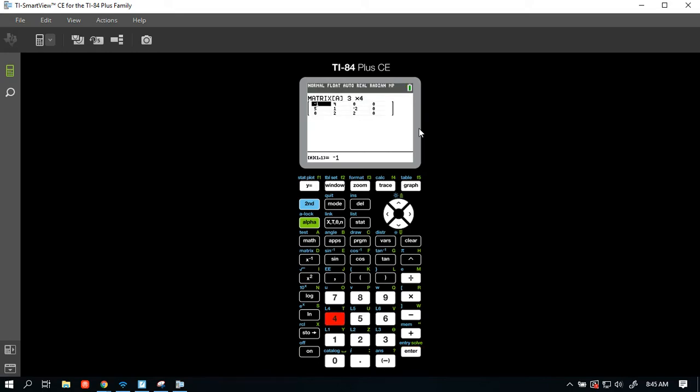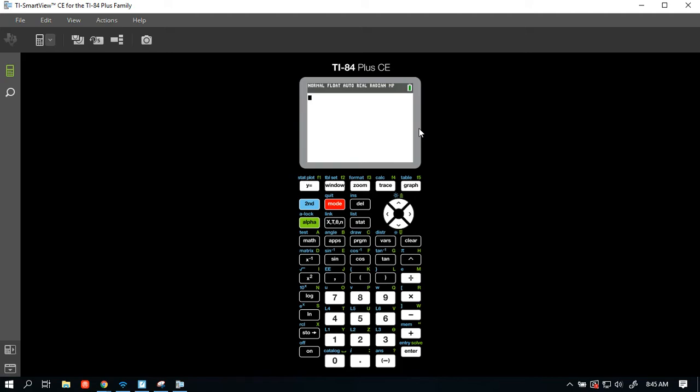My numbers are 4, -2, 1, and 32. Then I'm going to do 1, 1, 1, and 5. And next I'm going to do 9, 3, 1, and 17. And now I have to quit out of this. So I'm going to hit second and mode.